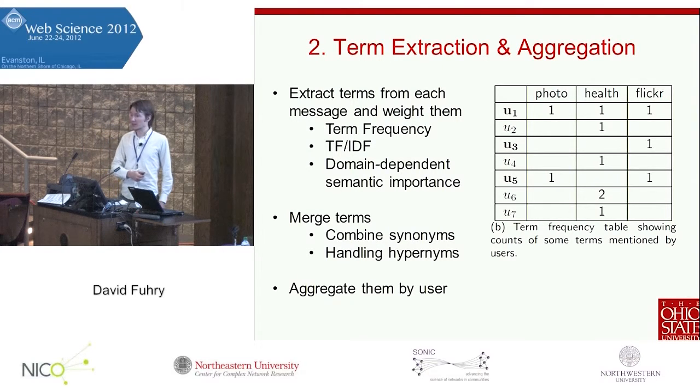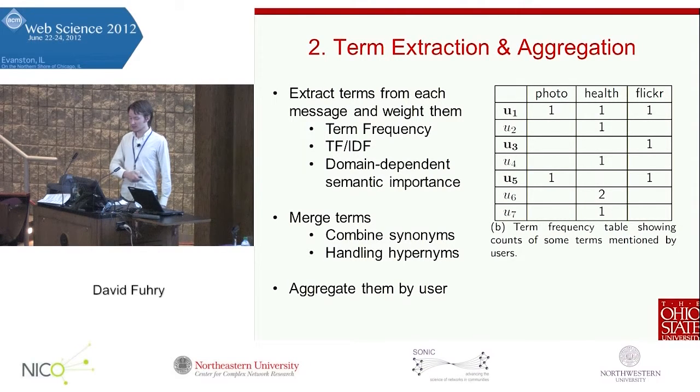So these can also be weighted at the time that they're extracted, either simply by term frequency, so you mention it and that counts as one, or something more IR related like TF-IDF, which will give more weight to more discriminative terms. Or lastly, this may just be domain dependent. You may say certain terms have more weight in my context than others.